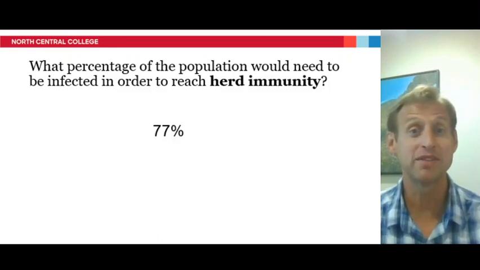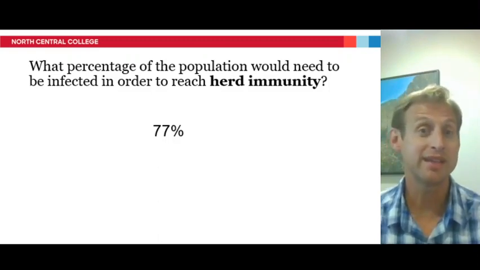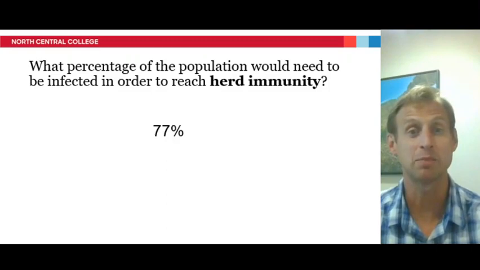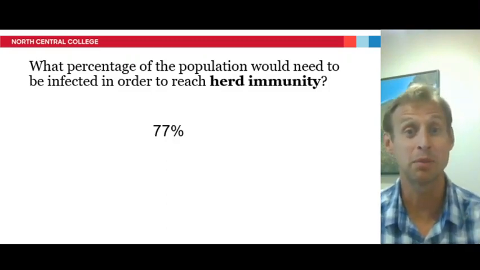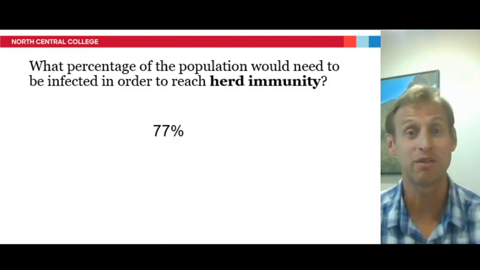To give you some perspective on that number, less than 10% of the population has been infected at this point. That would mean that 7 or 8 times the number of people who have been infected now would need to get infected.